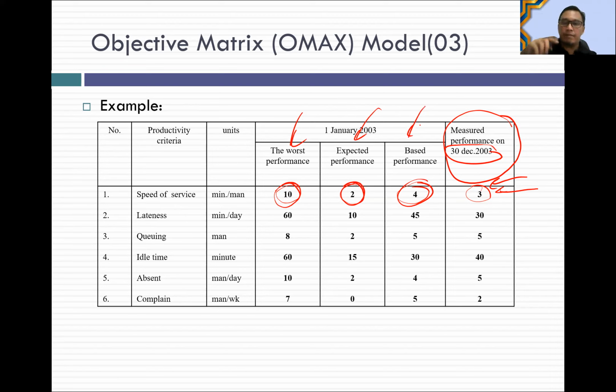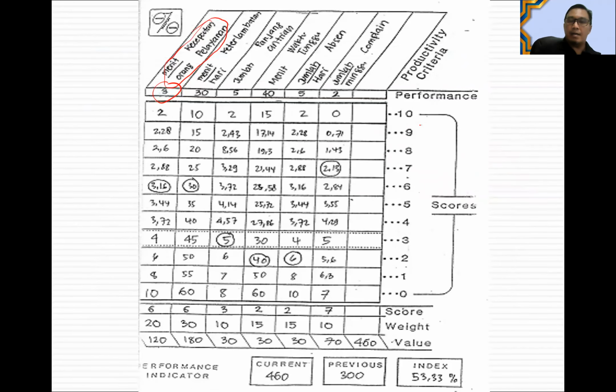Expected performance should be scored the highest, which is 10. And the worst should be scored the lowest, which is 0. And the best performance should be scored 3. So here, the expected performance is 2 and the score is 10. And the worst performance is 10 and the score is 0. And the best performance is 4 and the score is 3.